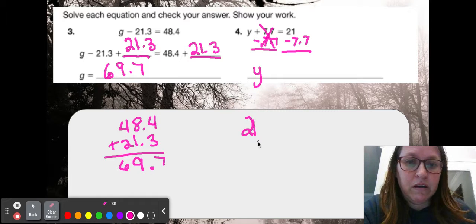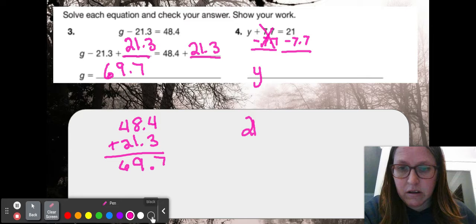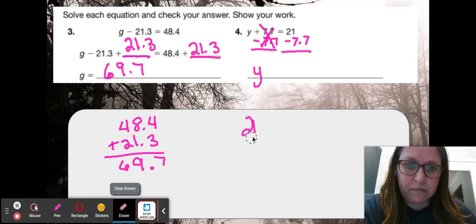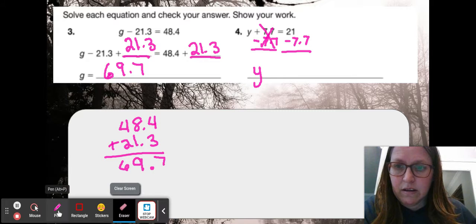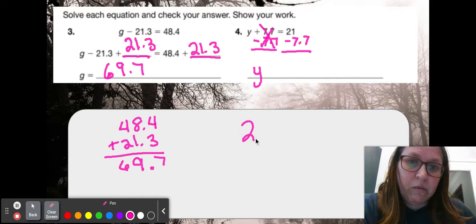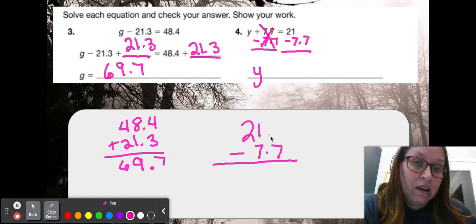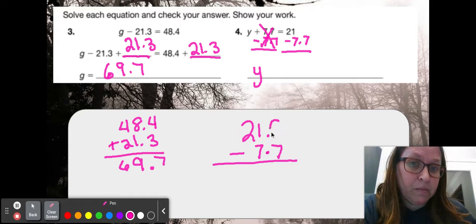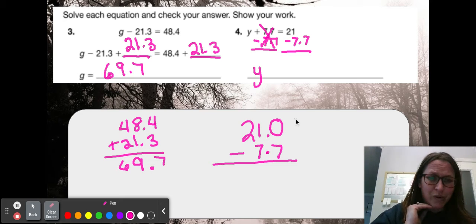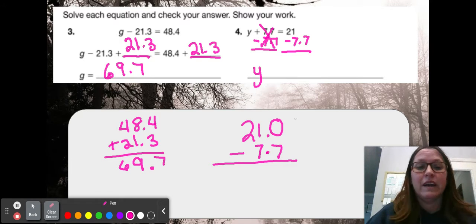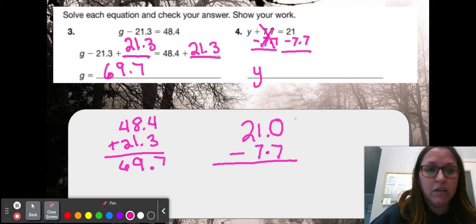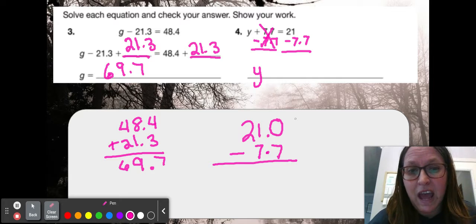So I'm going to do 21. That's bad writing. Just a minute. Okay, so I have 21 minus 7.7. Notice I put my decimal right here. I'm lining it up, and I have to put a hidden 0. A whole number is turned into a decimal by adding a decimal point and by adding a 0. That's all I need to do.